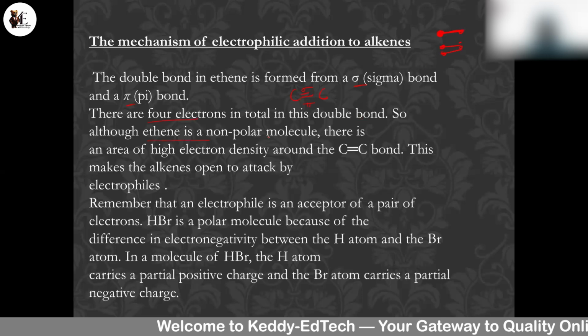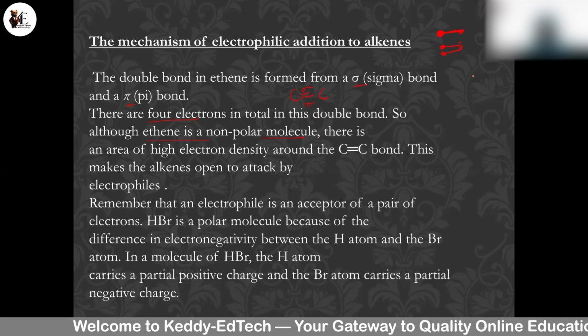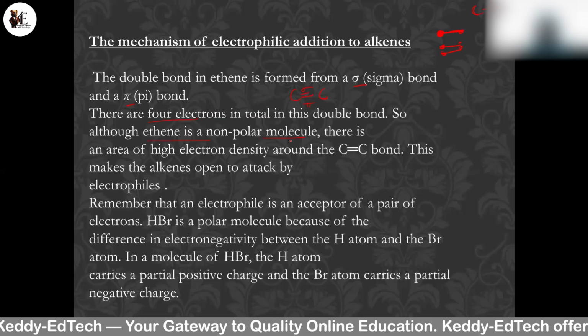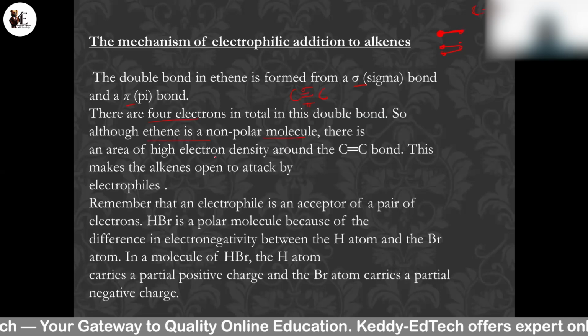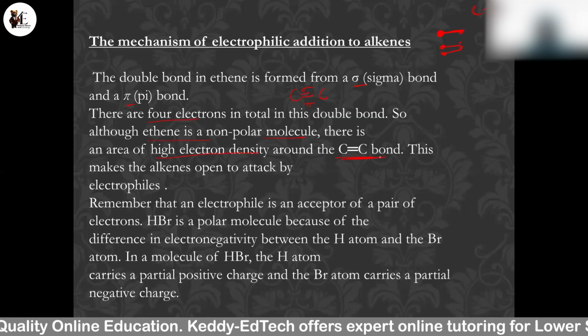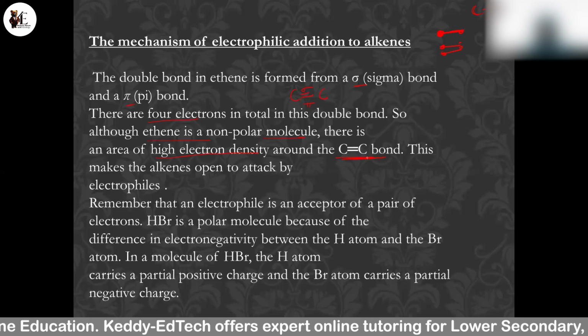Although ethene is a non-polar molecule. Why is it non-polar? Because carbon-carbon bonds are there. They both have the same electronegativity. That's why it is a non-polar molecule. But still there is an area of high electron density around the carbon-carbon double bond. Why? Because of the presence of 4 electrons.